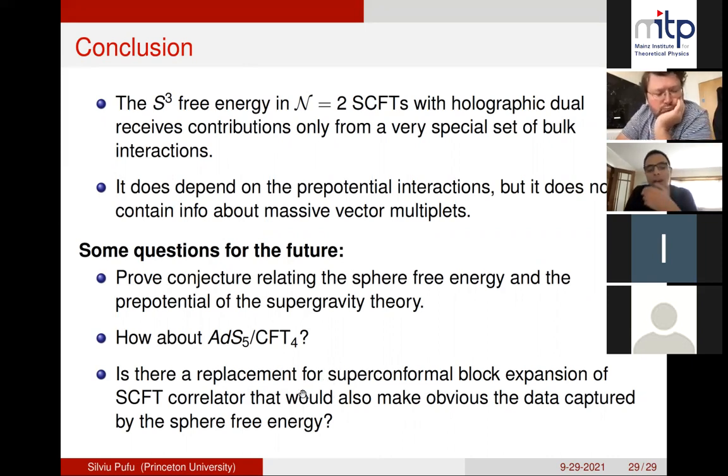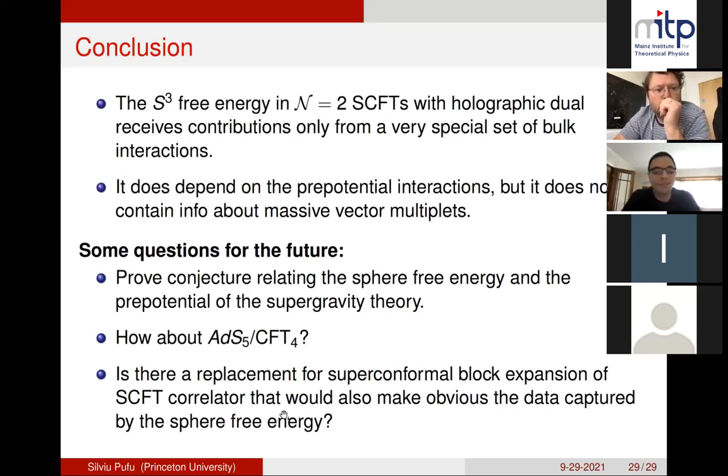I don't know much about this last point, but I find it intriguing that the sphere free energy deformed by the masses in the boundary theory does not seem to capture a set of protected data that I can easily explain. But in the bulk, for a theory with a holographic dual, the situation is much better. It just captures a very, very protected set of bulk interactions.